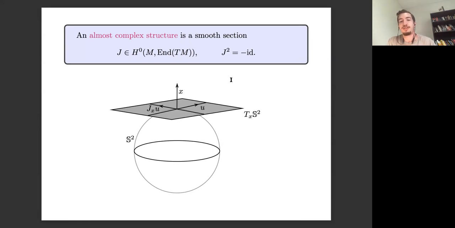A nice thing that I wish was pointed out to me a long time ago, maybe it was so obvious it wasn't worth pointing out, is a nice way to think about an almost complex structure on S2: take the cross product with the normal. The cross product will produce a vector which is orthogonal to the ones you started with. So if you want to rotate by 90 degrees, you can just take the cross product with the normal vector. It's a nice example.